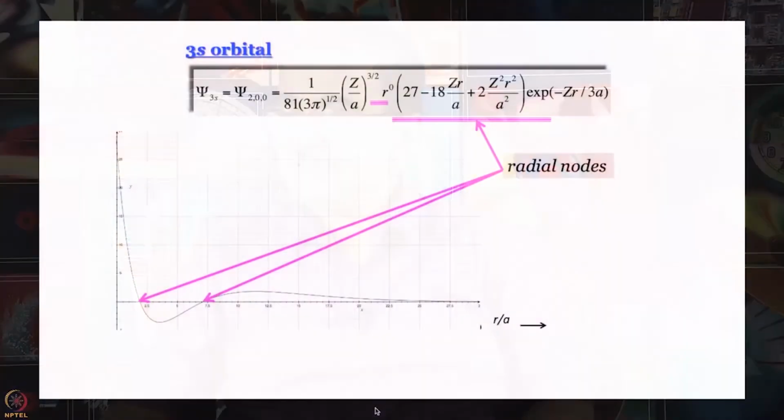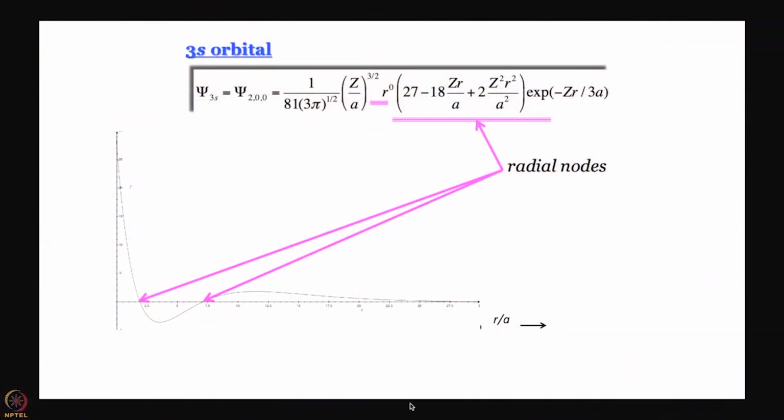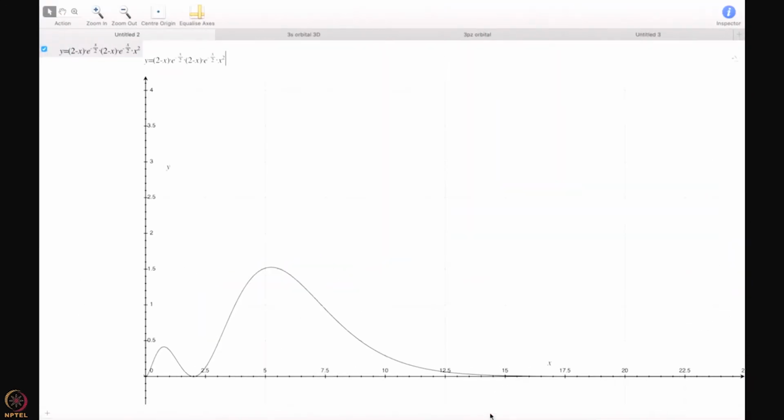Yeah, 27 minus 18x plus 2x square, that kind of an expression. So, I can write 27 minus 18 into x plus 2 x square. Okay, we have to get rid of everything else.